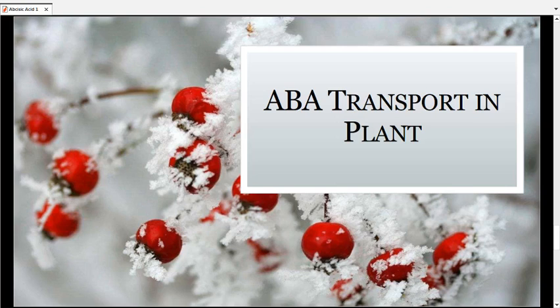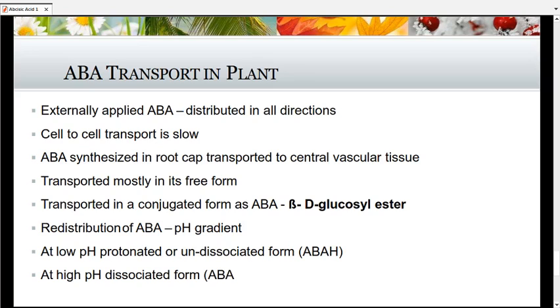Now, how is ABA or abscisic acid transported in plants? We see that when ABA is externally applied to plant tissue, it is distributed in all directions. That is, cell to cell transport is slow. ABA synthesized in the root cap is transported to central vascular tissue. We see this transfer mostly occurs in the free form, that means not with any conjugated group. If it is in conjugated form, it is mostly as ABA beta-D-glycosyl ester.